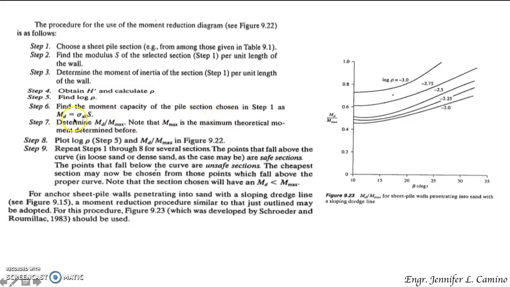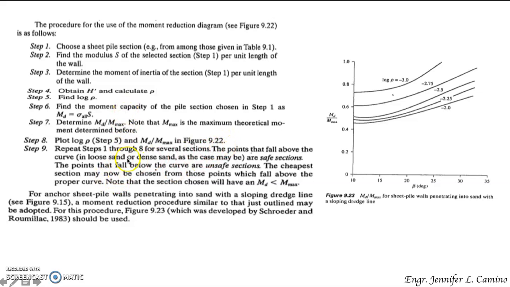So the moment capacity of the pile is given by this equation. And you have to determine your M sub D over M sub max. Of course, M max is the maximum theoretical moment as previously determined. You have to plot your log of rho and your M sub D over M sub max using the figure as illustrated a while ago, figure 9.22.